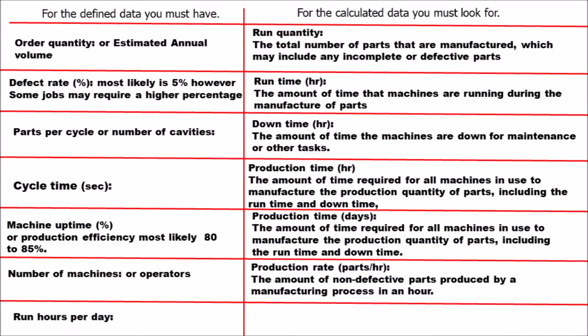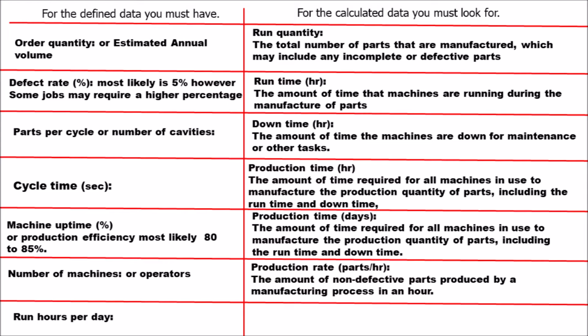For the defined data you must have order quantity, or estimated annual volume. Defect rate, percent, most likely 5%, however some jobs may require a higher percentage. Parts per cycle, or number of cavities. Cycle time in seconds. Machine uptime, percent, or production efficiency, most likely 80 to 85%. Number of machines, or operators. Run hours per day.